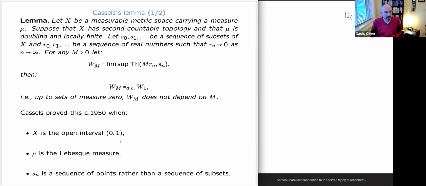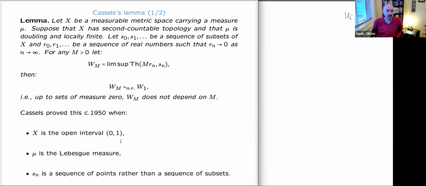And then the last kind of technical thing before we get to the actual proof of Gallagher's theorem itself is this lemma of Cassels.